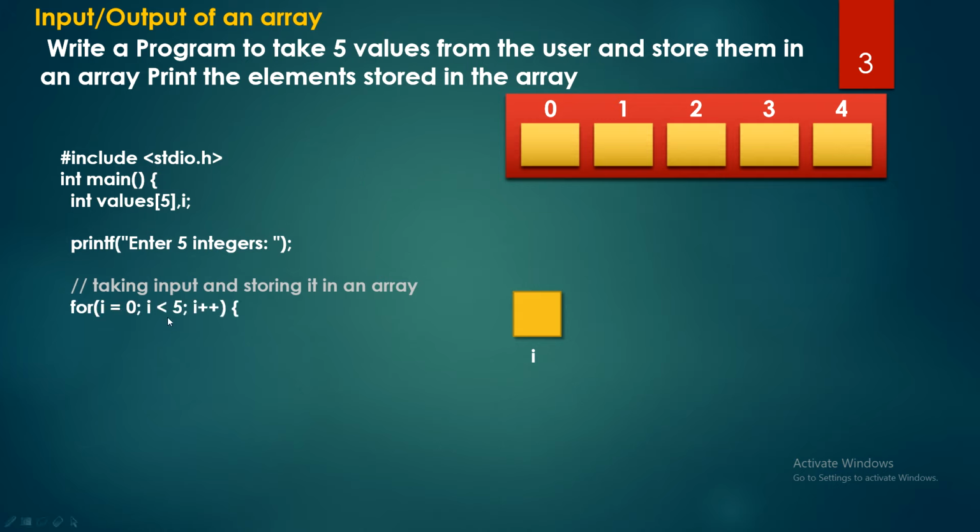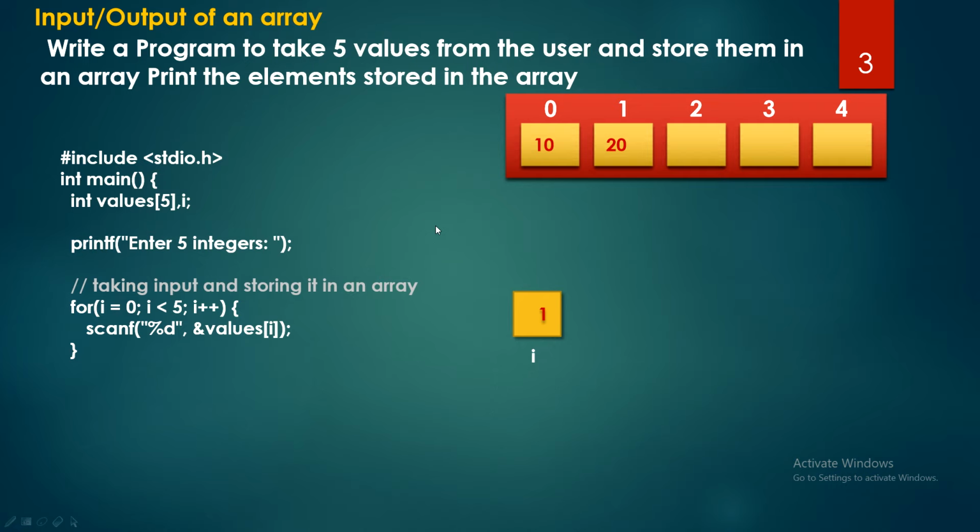How can you take 5 integers? You have to use one for loop. Our for loop starts from 0 to less than 5, that is 0 to 4. So scanf %d, &values[i]. The first time, what is the value of i? i is 0. When i is 0, say the user gives 10. Then you increment i, it becomes 1. Say the user gives 20. So values[1] equals 20.